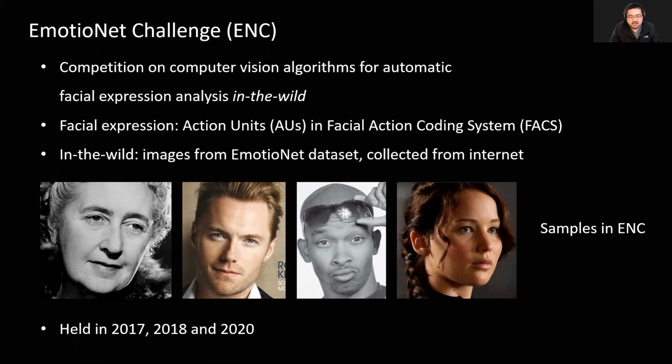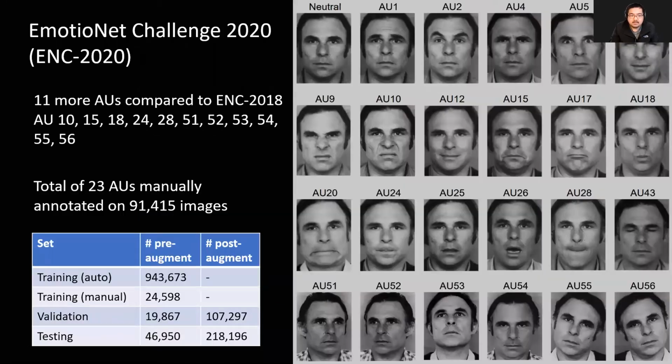The challenge in 2020 is the third EmotioNet challenge, with the previous two held in 2017 and 2018. Each year we try to introduce some new features to the challenge, and this year is no exception. The EmotioNet Challenge 2020 provides 11 more AUs compared to what we had in EmotioNet Challenge 2018. That brings us to a total of 23 AUs manually annotated on 91,000 images.